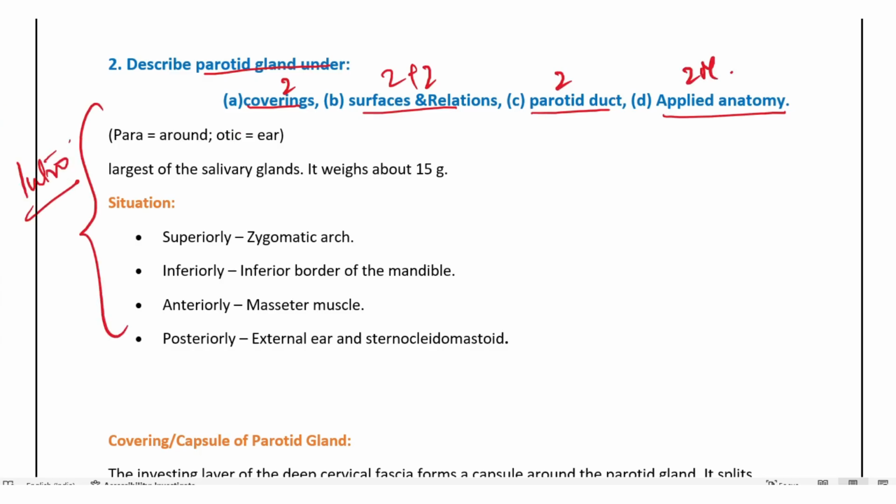Okay, of the gland. Para means around and otic means ear. So it's a salivary gland that is present around the ear. It's one of the largest salivary glands and it weighs about 15 grams. Situation: superiorly we have the zygomatic arch, inferiorly we have the inferior border of the mandible, anteriorly we have the masseter muscle, and posteriorly we have the external ear and the sternocleidomastoid muscle.